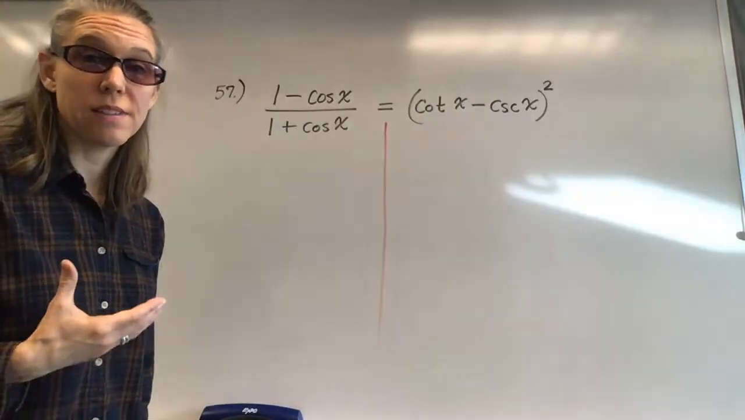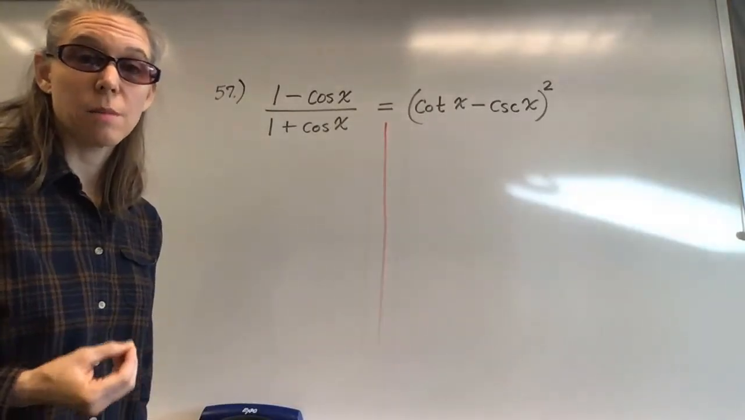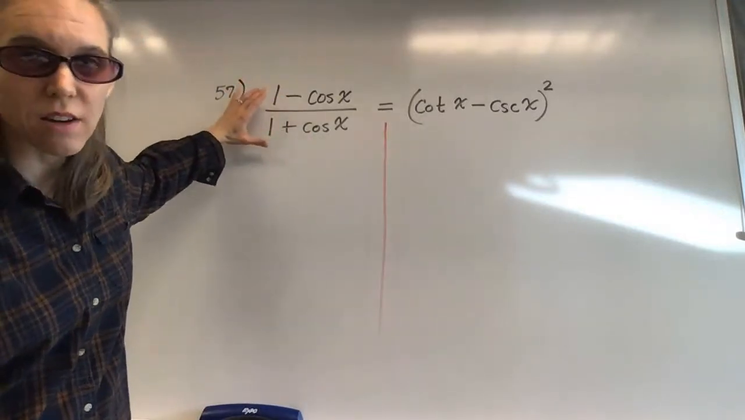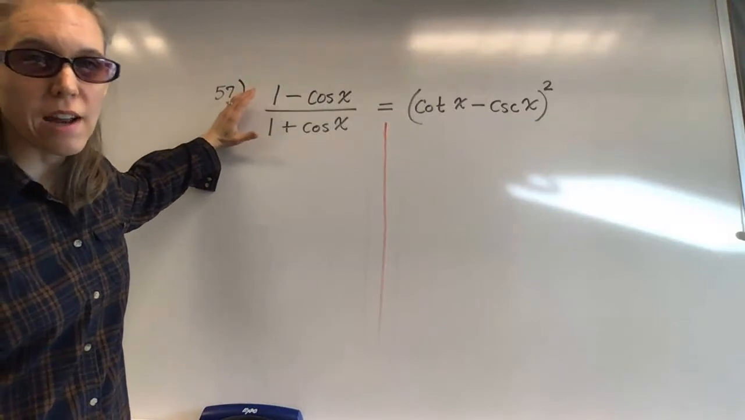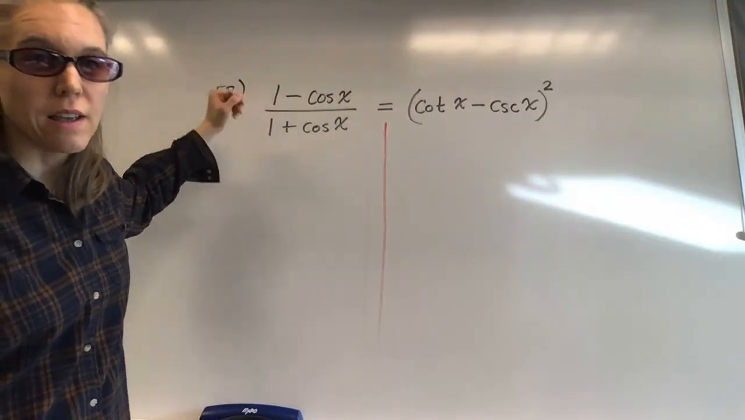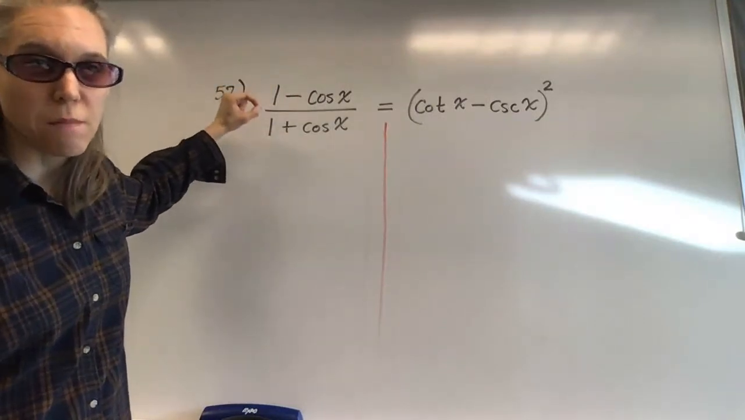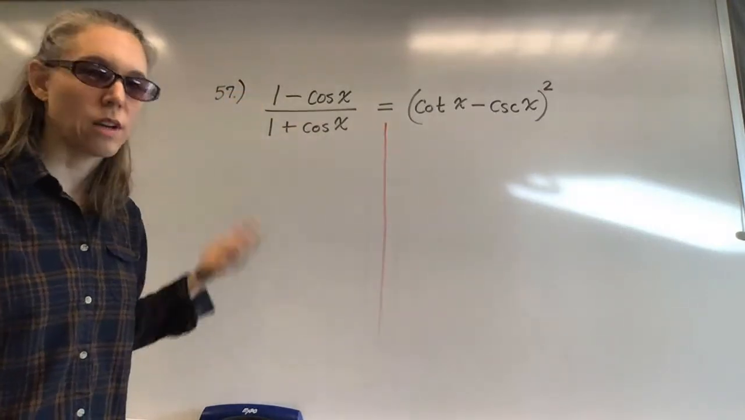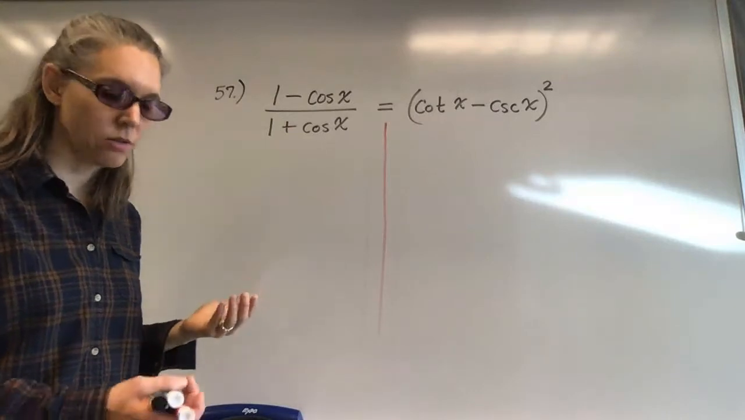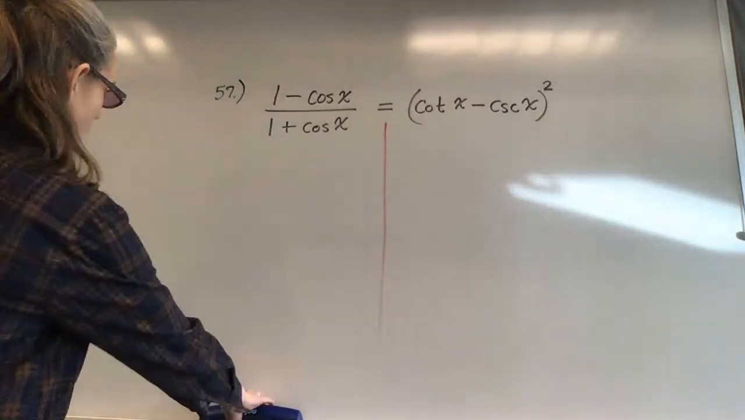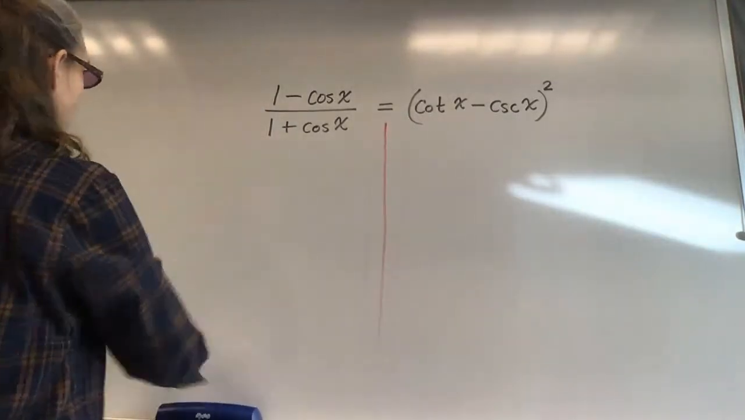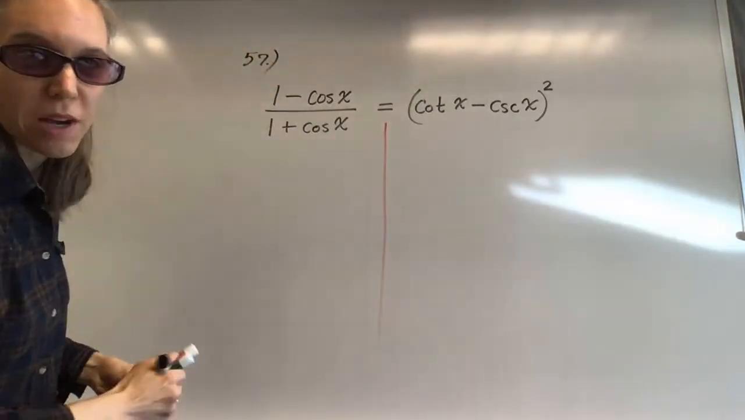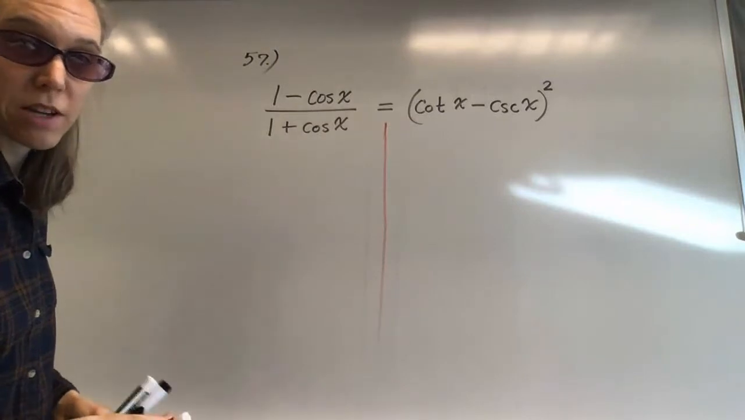For number 57, a very common trick is that when you see conjugates together, it's good to go ahead and just multiply this fraction by the conjugate of the denominator. It's just a trick that you will acquire through frequent use. So what I would want to do, let me move the 57. In general, it's good not to write the number right next to the fraction in case you might need to multiply the fraction by something.